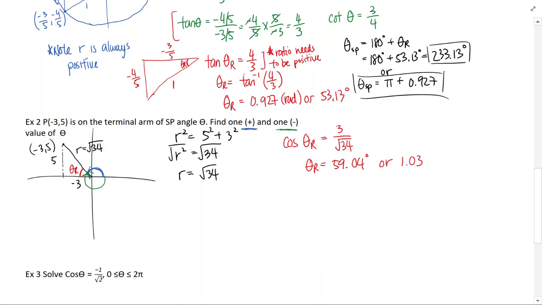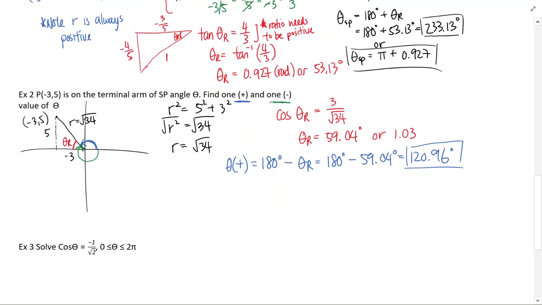Now that we have our reference angle, we can find our standard position angles. I'm going to pick the positive angle, which will be 180 minus our reference angle, which in this case is 180 minus 59.04, which is 120.96. That's one angle. If you want to calculate in radians, that's pi minus 1.03.